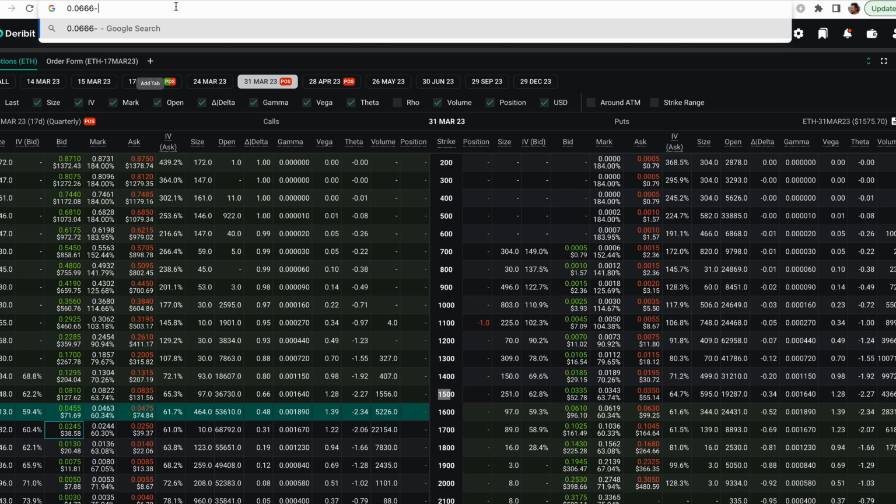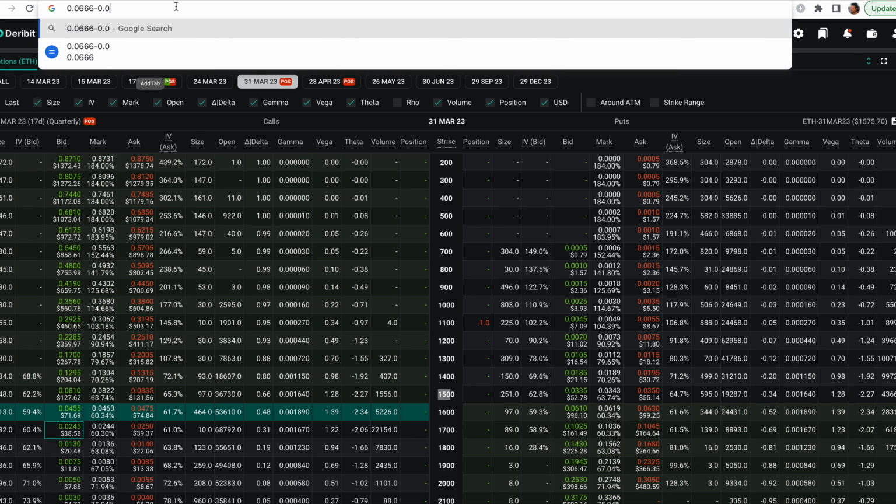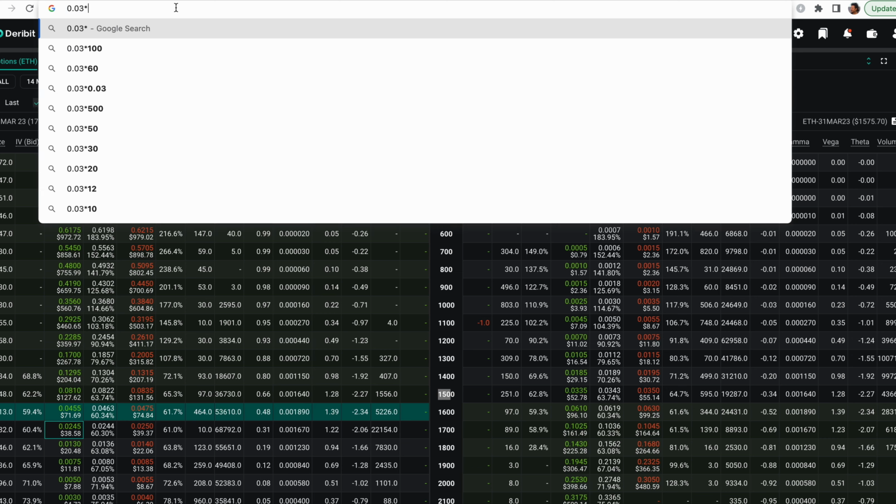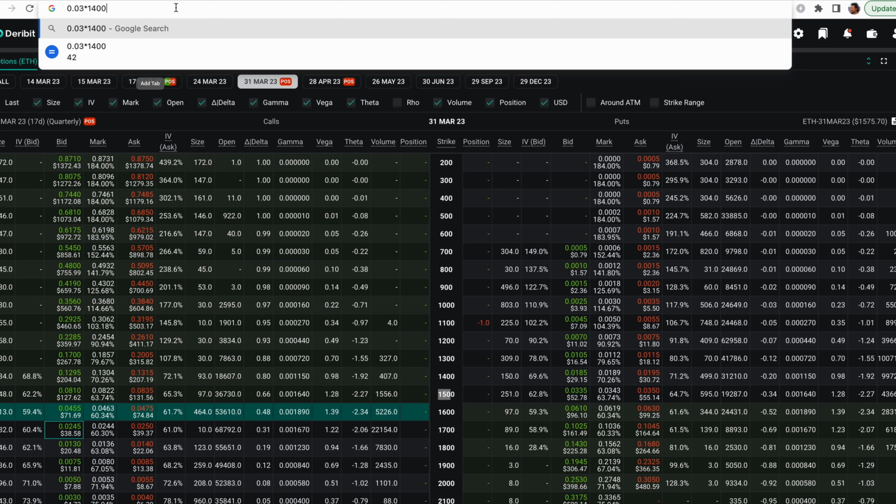We would subtract this, and we would earn 0.03. Let's say we would earn 0.03 Ethereum times 1,400, a $42 return on our investment. That's quite good. Also, we can sell put options with Ethereum on Deribit.